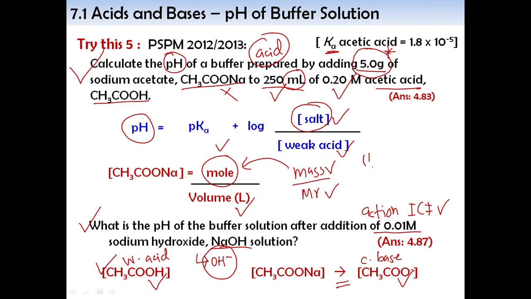So now, the first step, please write the equation. The second step, construct the ICF table. Find the final concentration. And third step, use the Henderson-Hasselbalch equation to find the pH because this is an acid. So, if you have the answer, please do it and upload your answer. Okay? So, this is all for part 2. Hopefully you can understand that for buffer action, you must use the ICF table. So, that's all for this video. Thank you for listening.